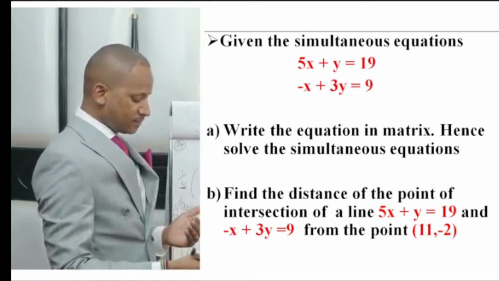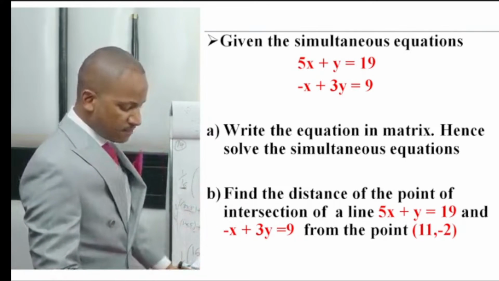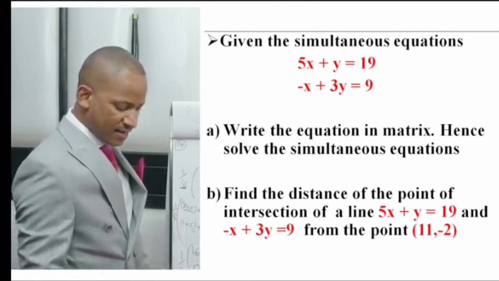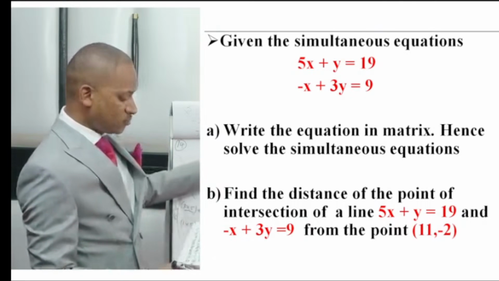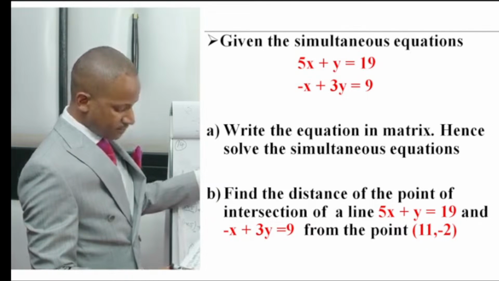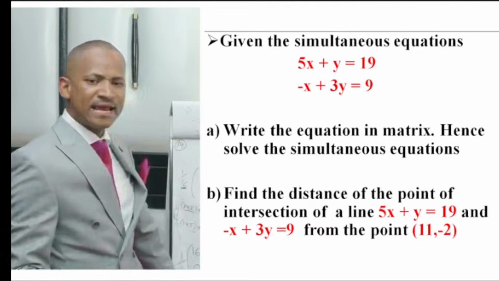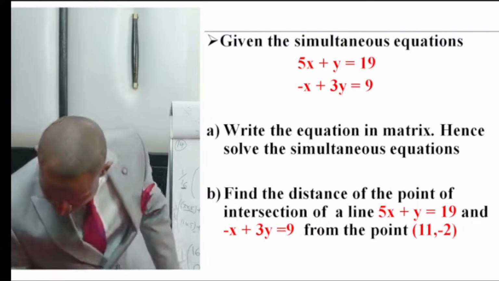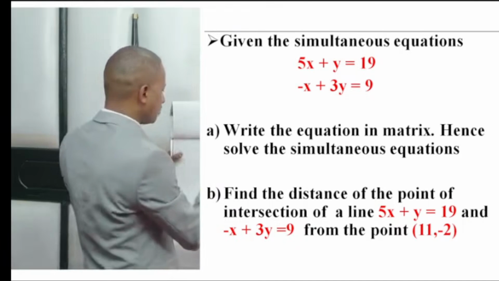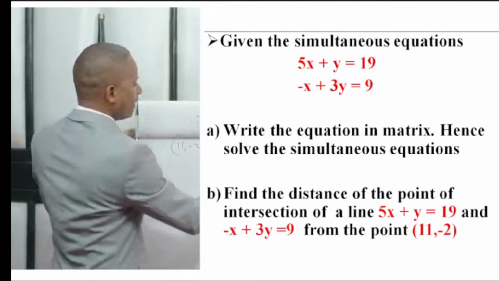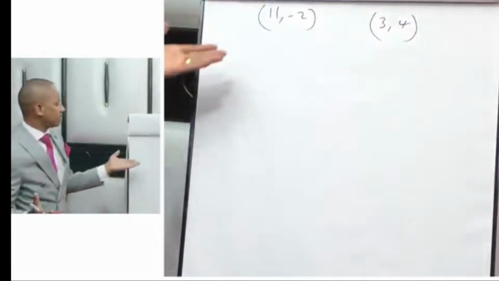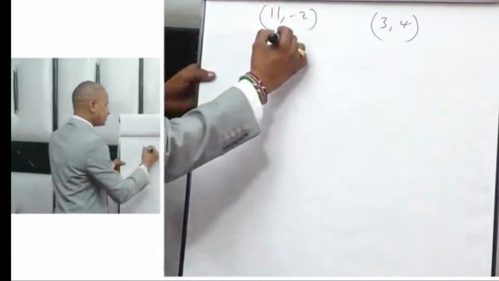So part B says, find the distance of the point of intersection of the lines 5x plus y equals 19 and minus x plus 3y equals 9, from the point (11, -2). Find the distance between the point of intersection, (3, 4), and (11, -2). That is what that question is simply telling you. Find the distance.